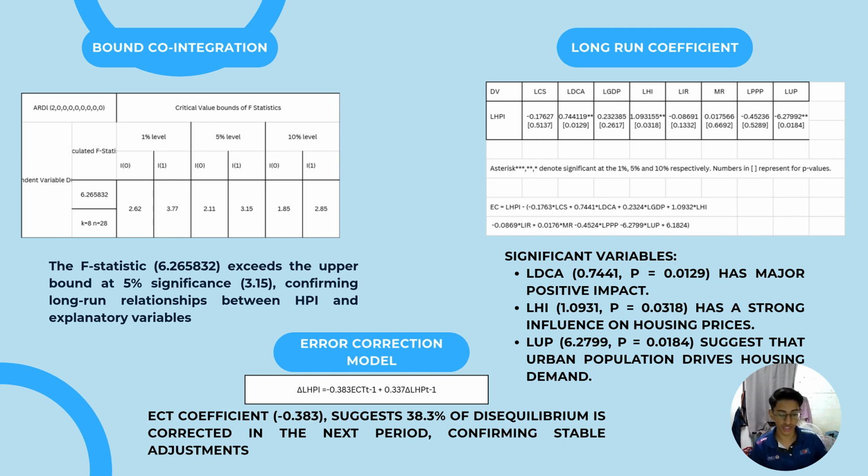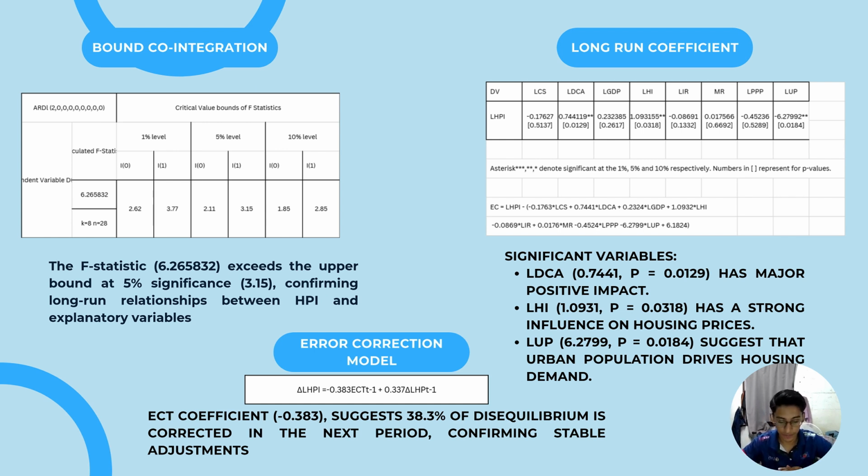Next is the long-run coefficient. As you can see, the significant variables are domestic credit availability, which is LDCA, with a p-value of 0.0129 as a major positive impact. Next is log household income, with a p-value of 0.0318 as a strong influence on housing prices. And then log urban population, with a p-value of 0.0184, suggests that urban population drives housing demand.